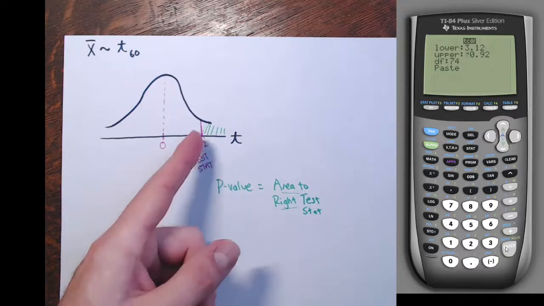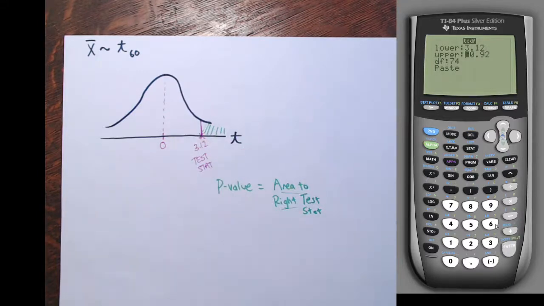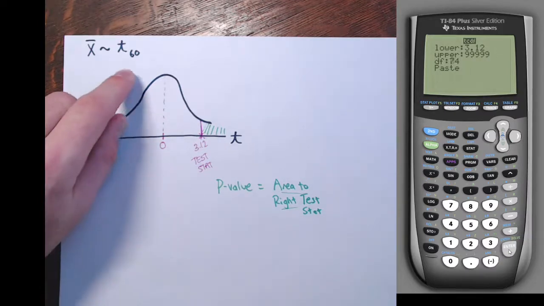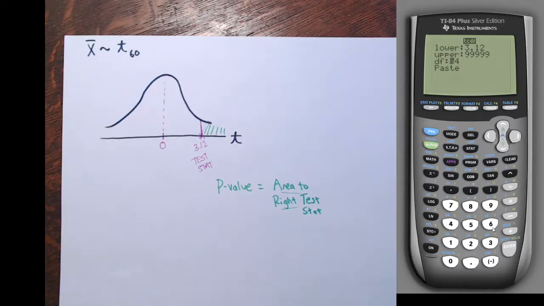There is no upper value, right? This is to the right forever, so I'm just going to put in some large positive number like five nines or something. And then what were the degrees of freedom for this t-distribution? 60, right? It was one less than the sample size. So this area is very small.